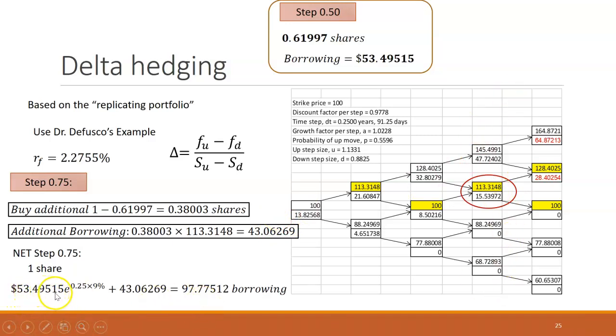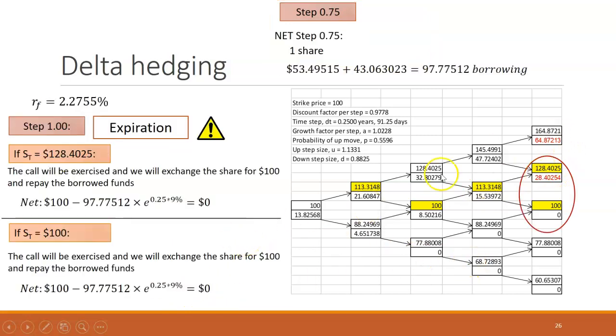What I had borrowing last time, plus interest, plus the additional amount I need to borrow to buy those additional shares. All right? So at the end of this step right here, I own one share, right? My delta is 1, and I've borrowed that much money that I have to pay back. All right, and then the next step's expiration, so we just have to check and make sure that our payoffs are the same at expiration.